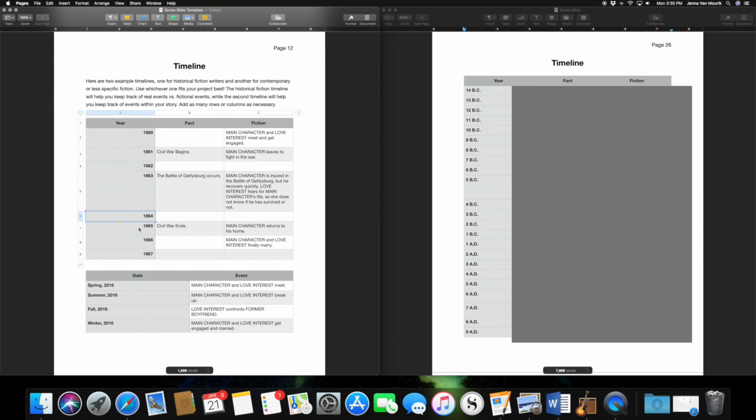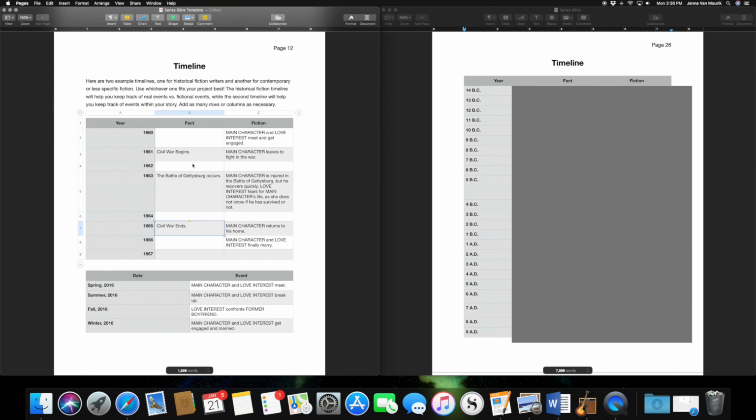And then I have 2 categories for fact and 1 for fiction. The fact category is where I'm going to put all the things that are fact that happened. For instance, in 1861, the Civil War began. There was the Battle of Gettysburg. The Civil War ended. Those are fact. Those are things that I need to make sure I am consistent with in my story if I'm writing about the Civil War. I need to make sure that I'm following what is fact.